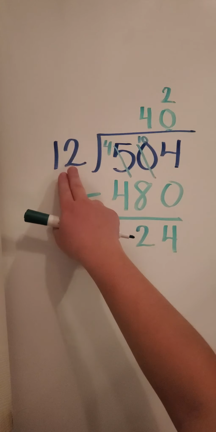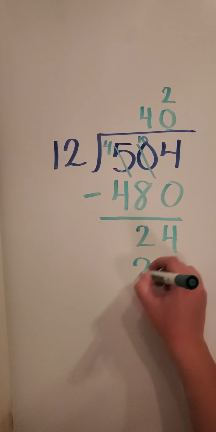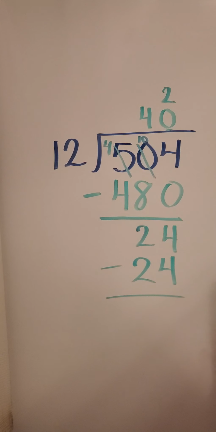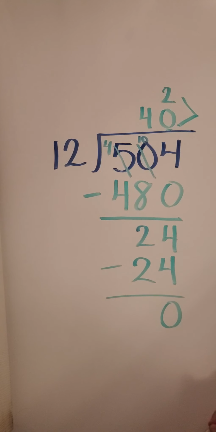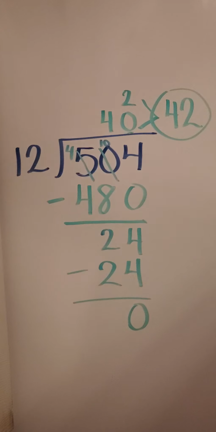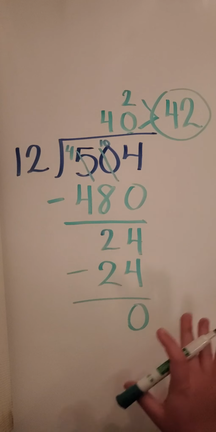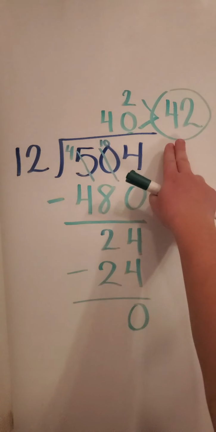Now I'm going to go back. 12 times 2 is 24, and I can go ahead and subtract. 24 minus 24 is 0. Now what I need to do is come up to these numbers, and I need to add them together. So 40 plus 2 is 42. So that is my quotient. But I'm not done yet. Oh, and I'm sorry, you can't see that. There. So what I need to make sure I do now is double check my work.